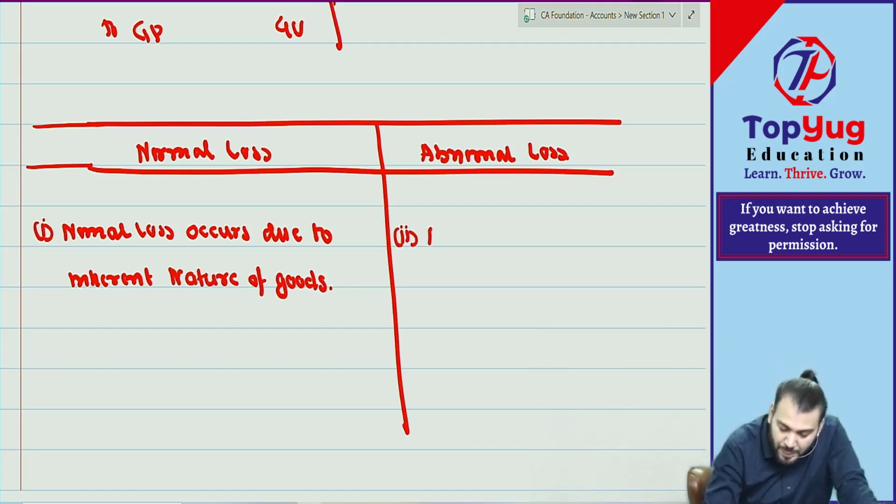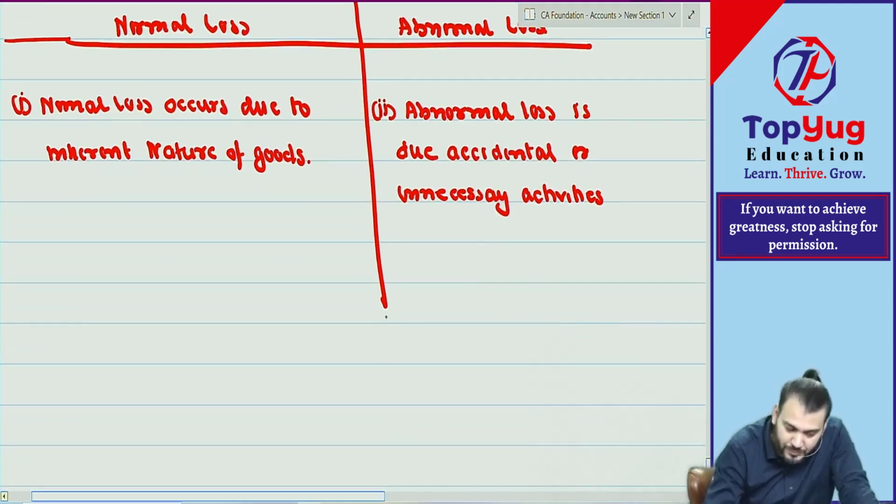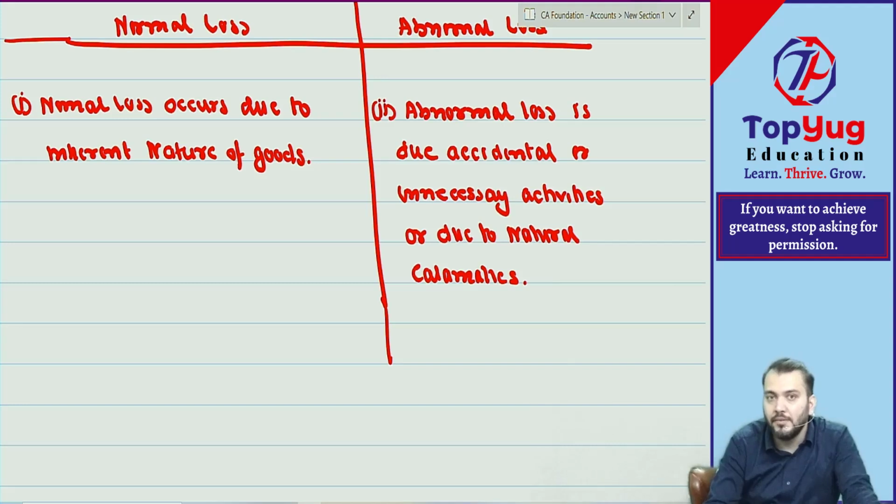Point number 2, abnormal loss is due to accidental or unnecessary activities, or due to natural calamities. Understood.